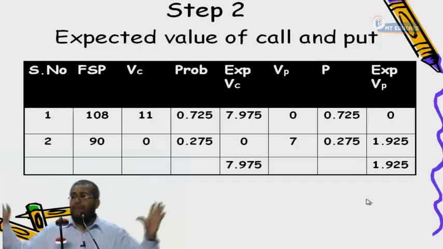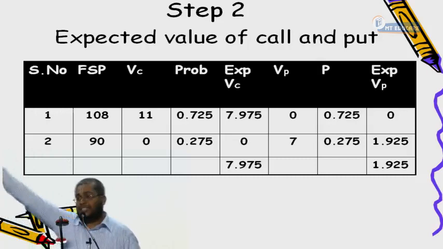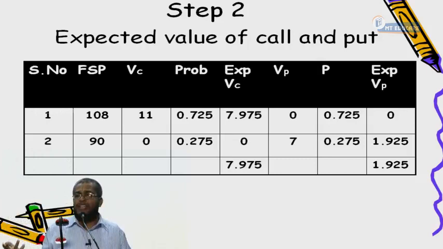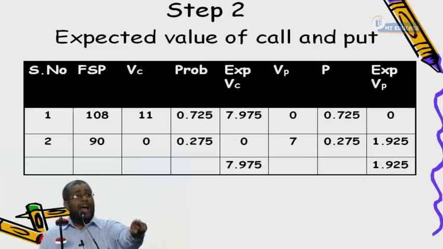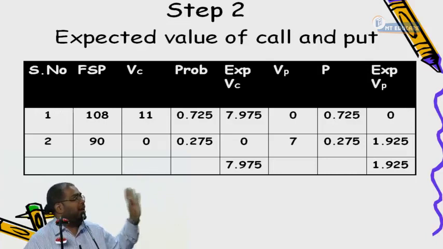Same way, one can say for the put. What is the put value you can expect here? 0 or 7. Is it extreme expectation or average? You all say the word expectation means average. So on average, I expect how much here? 1.925. Now, this is the value of the call and put I expect to have after 3 months. Do I pay the premium after 3 months or today? Today. So I should discount by 3 months to find out the call value and put value today.